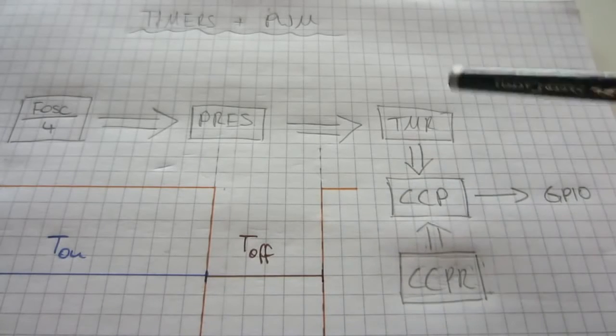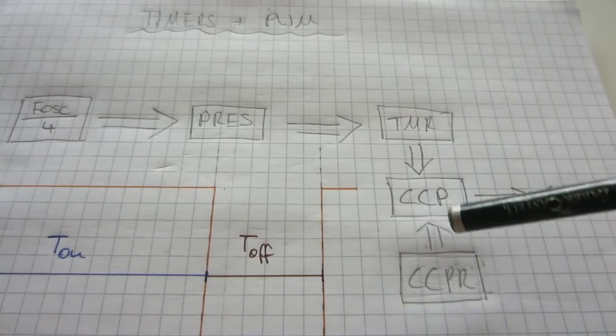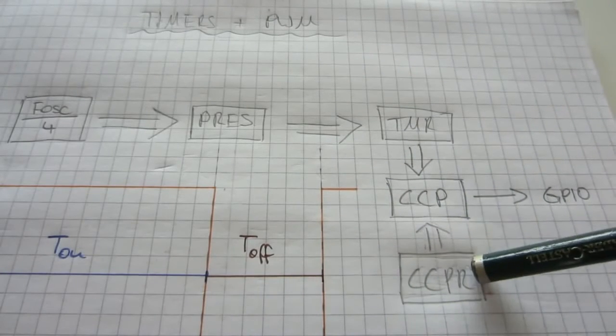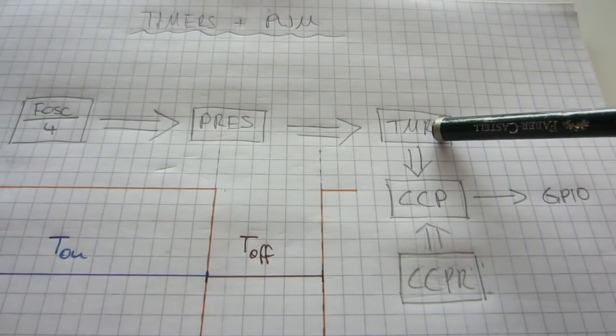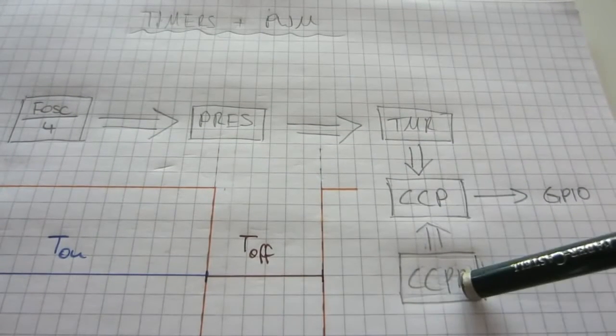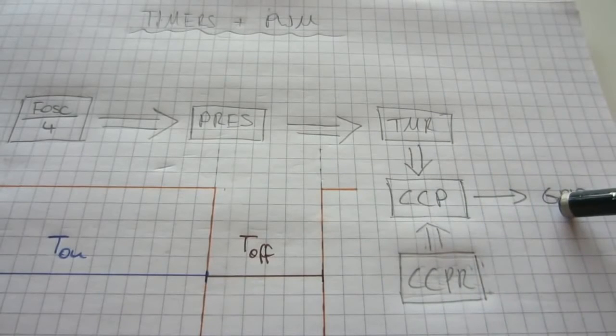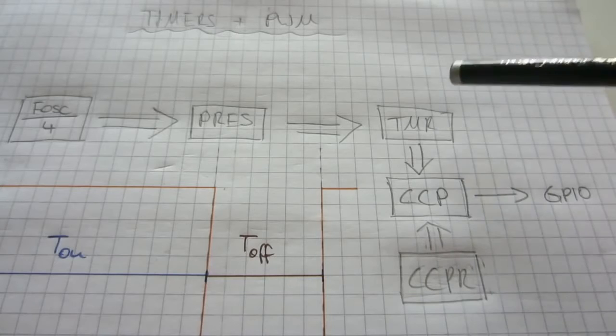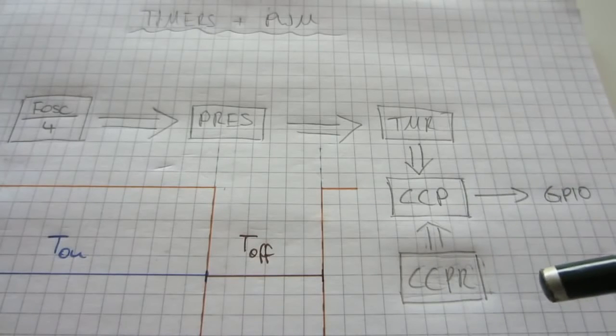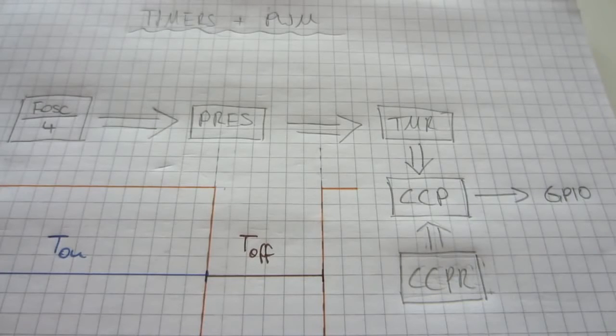Now we have another module, another peripheral in the microcontroller called the capture compare module. What that does is it compares its own compare register to the timer value, and as soon as these two match, it sets a GPIO pin low or high depending on if it's active high or active low PWM. Now let's have a quick look at what PWM actually is.